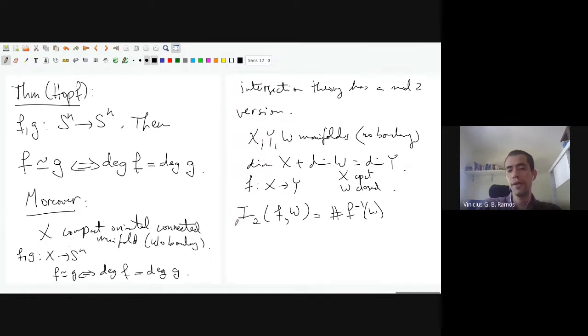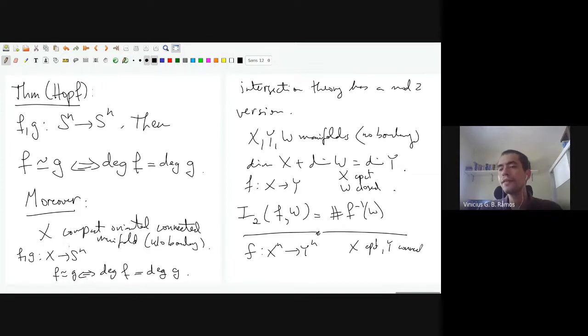So that's why the theory works over mod 2. I don't need to prove that, but I just want to say that the Hopf theorem really is a theorem about degrees with signs. With index 2, you can also talk about the mod 2 degree. If you have a function from X^n to Y^n, where X is compact and Y is connected, but you don't have orientability in general, then you can still talk about a mod 2 degree, and of course two homotopic functions will have the same degree mod 2.